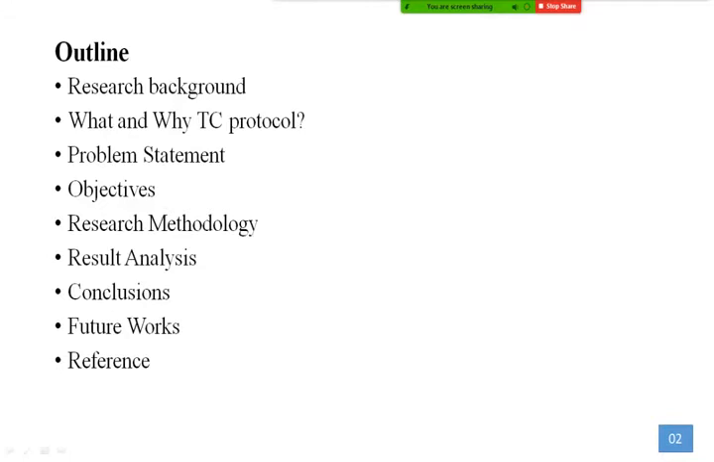Here's the research outline. It consists of the following points. First, we discuss briefly our research background, and then we introduce why and what the TC protocol is and why it is necessary. After that, we bring the problem statement, which is related to the present monitoring system, and then the objectives of our research work. And then the research methodology, and we also analyze the research results, then conclude our research work, recommend future works, and finally the references.